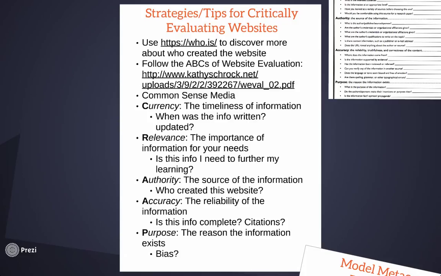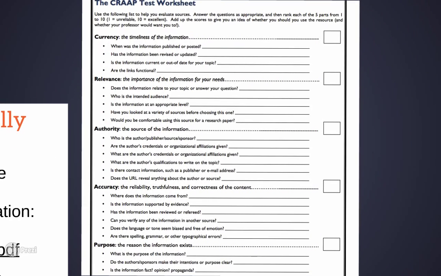My favorite way to really remember how to evaluate a website is to follow the CRAP test. The C stands for currency. In other words, the timeliness of information. When was the information written? Look for whether it's been updated recently and is current. The R is relevance, and that would involve looking at whether the website and the information on the website will further your learning. Is that the information we need?